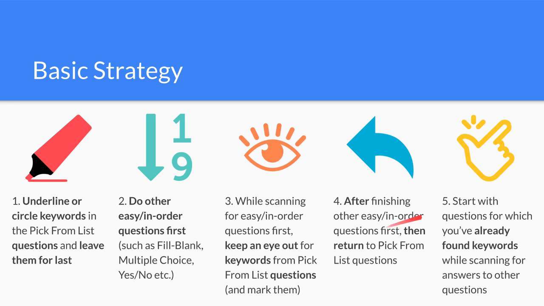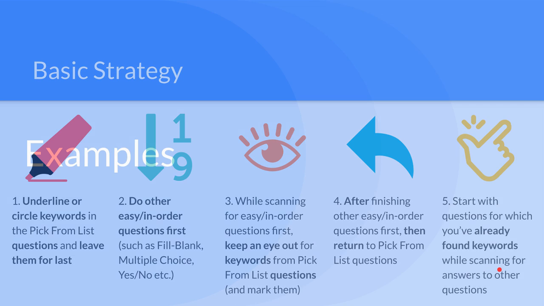Finally, what you're going to do is you will start by answering the questions for which you have already found the keywords. So remember when you were looking for the keywords while answering the easy questions? Maybe you ended up finding some keywords from these questions. Well, if you did find and mark those keywords, when you return back to these pick from list questions, you should start off by answering the questions for which you have already found the keywords, the synonym language, and so on. Okay? So start there because those are going to be the easiest questions for you to answer.